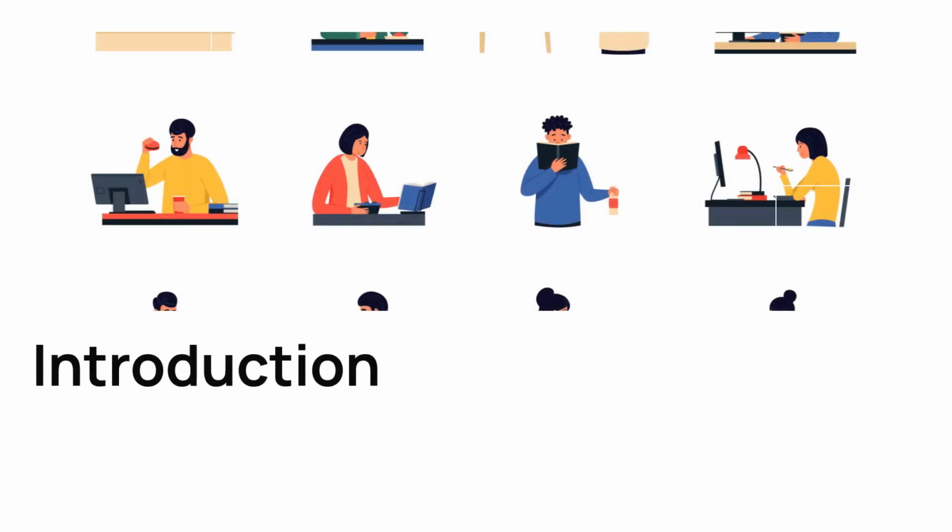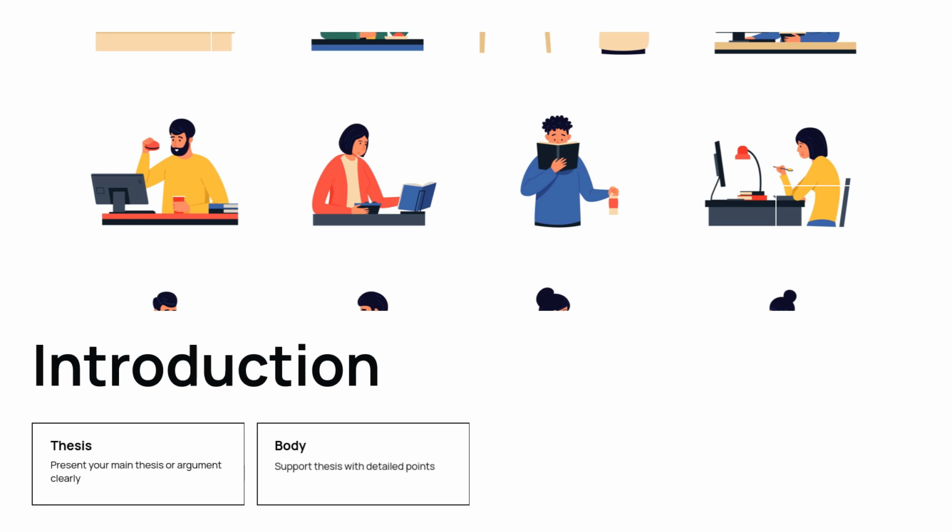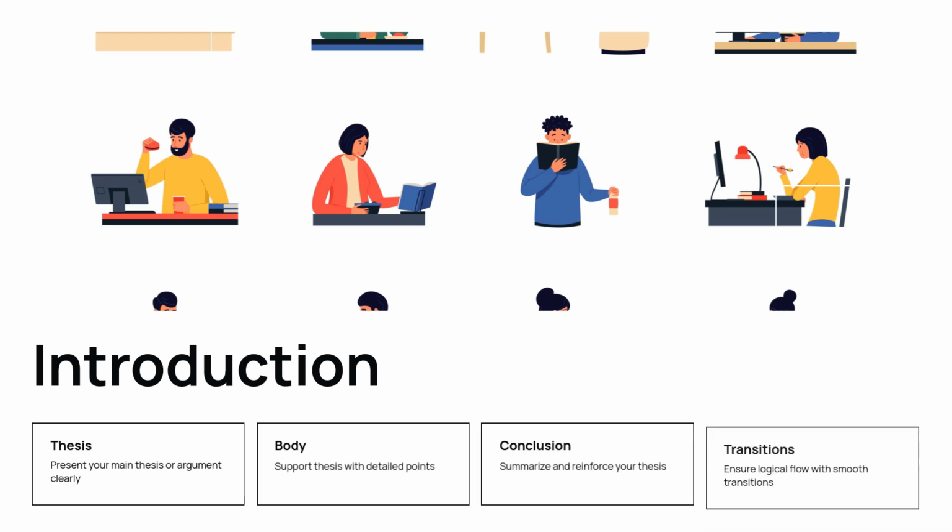A strong argument follows a clear structure. Begin with an introduction that presents your thesis. Use body paragraphs to support your thesis with individual points. Conclude by summarizing and reinforcing your thesis. Transitions between paragraphs ensure logical flow.